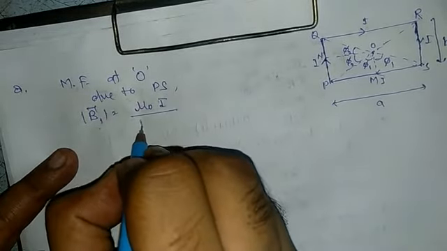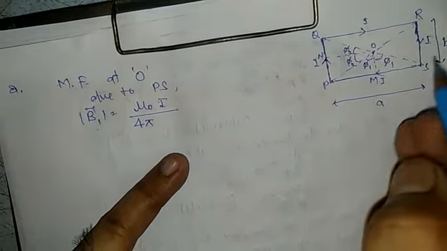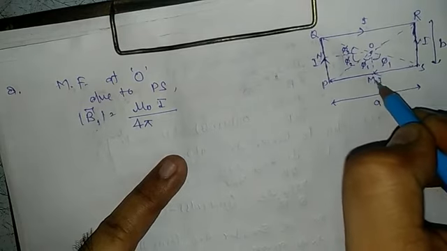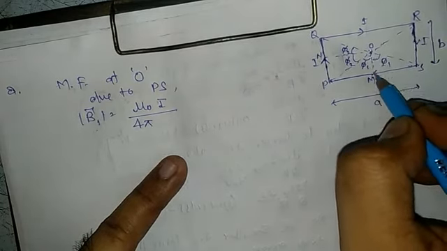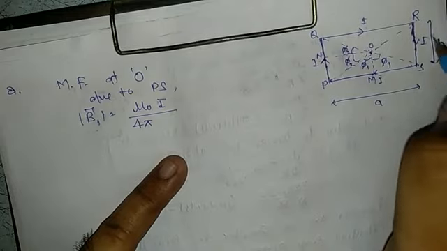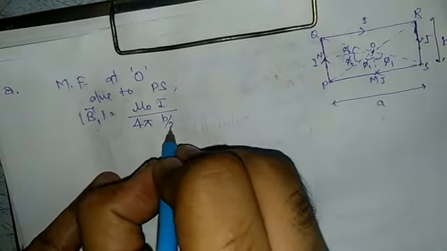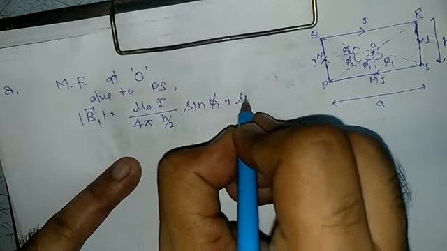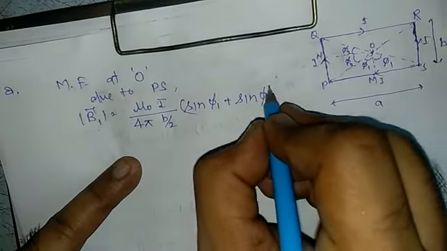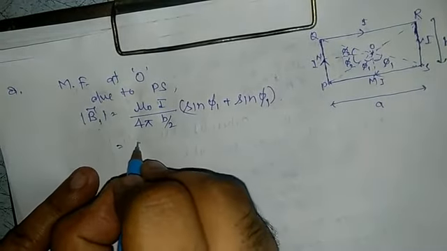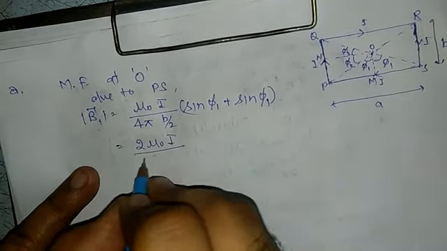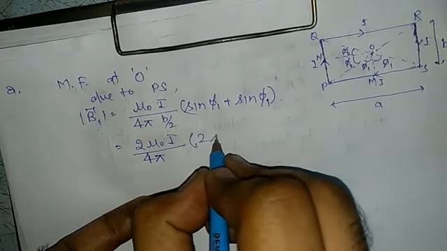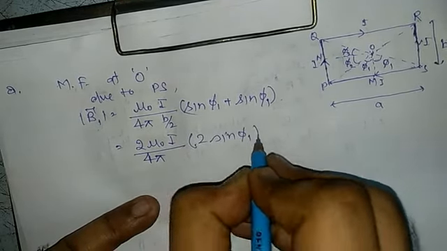mu naught I upon 4 pi, this distance from M to O, and this will be equal to half of the breadth. So we can write it as b by 2 into sine phi 1 plus sine phi 1, or you can further write it as 2 mu naught I upon 4 pi into 2 sine phi 1.